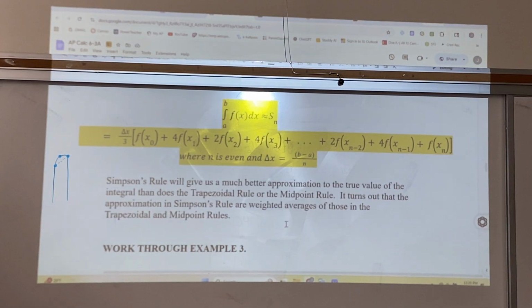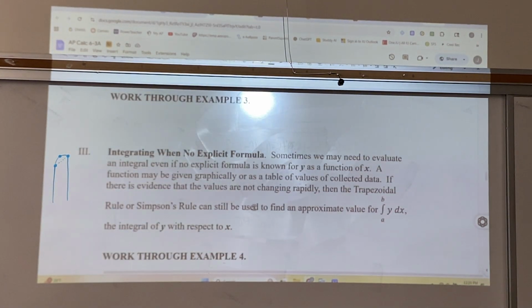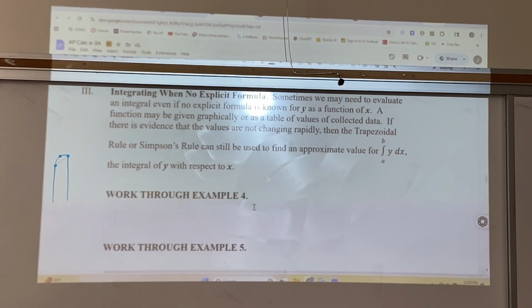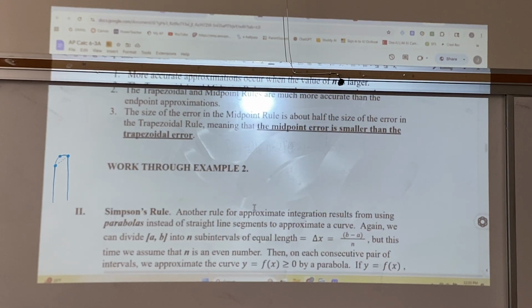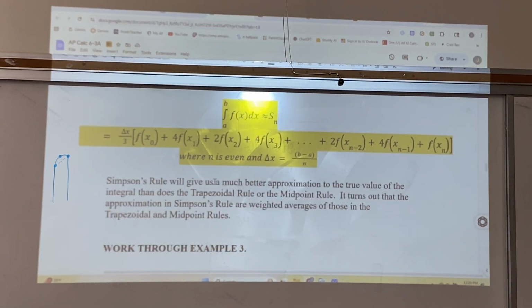Somewhere I said that. Where is it? Oh, I didn't. Oh yeah, where n is even. Yeah, I'm sorry. It's right here in my yellow sheet. Where n is even.